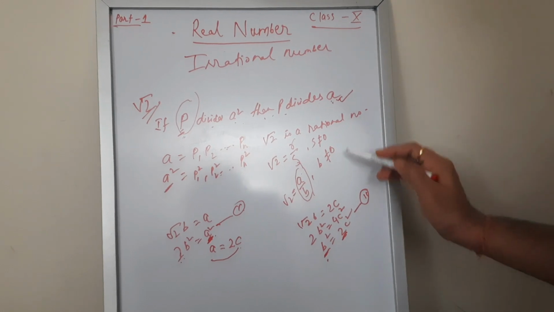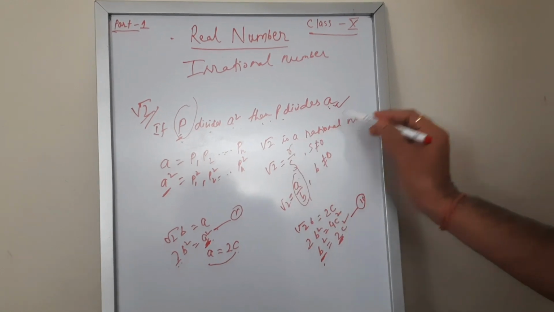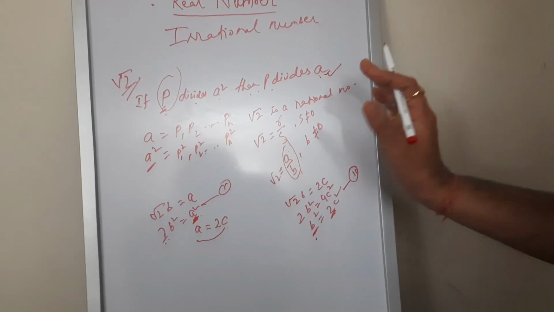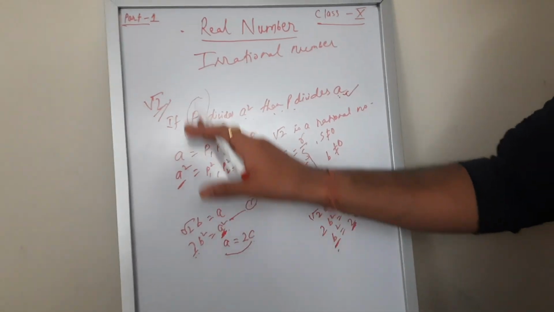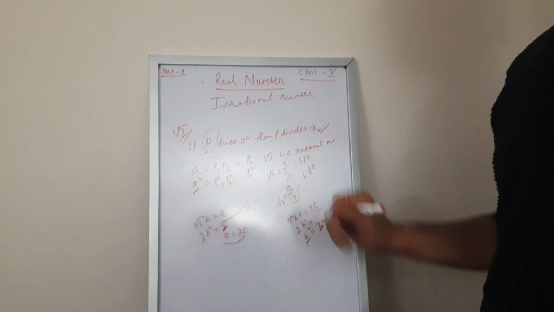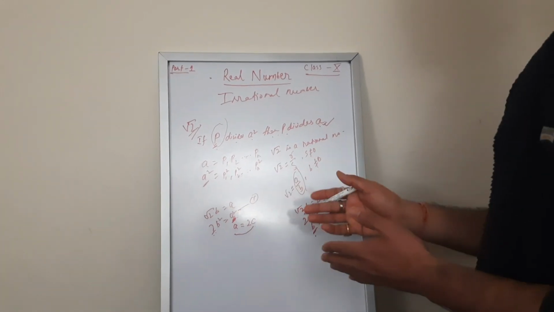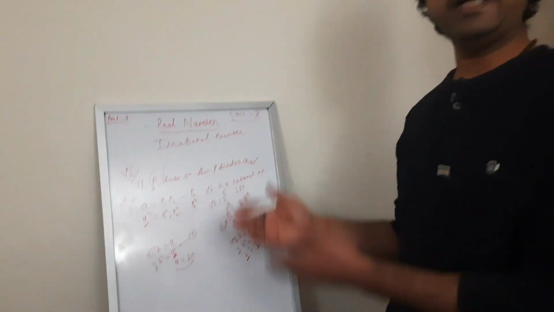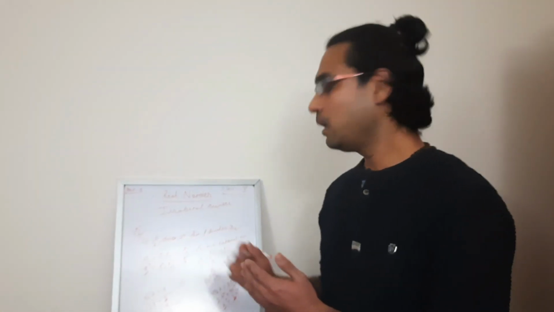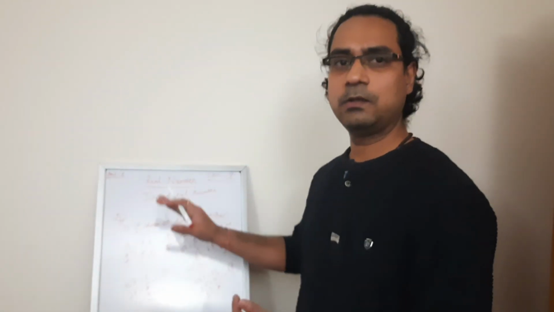Okay, and therefore our assumption was wrong, and hence we can say that root 2 is an irrational number, because we have contradicted our statement. So this way we can prove root 5, root 3, and other irrational numbers are irrational. We can also say that if we add a rational number and an irrational number, the result will be an irrational number. If we multiply a rational number and an irrational number, then the result will be an irrational number. We will do exercises in our next video, but let's stick to the concept here.